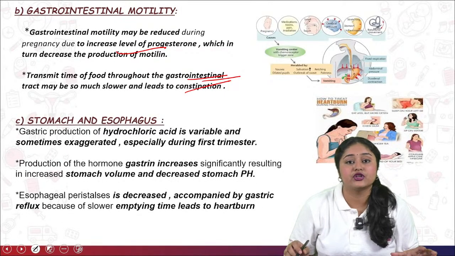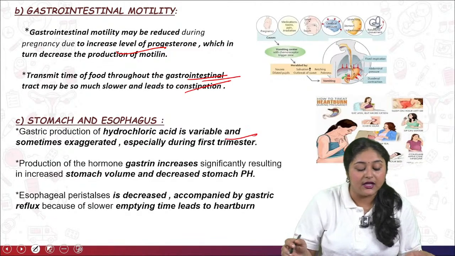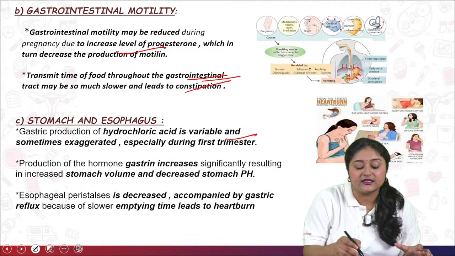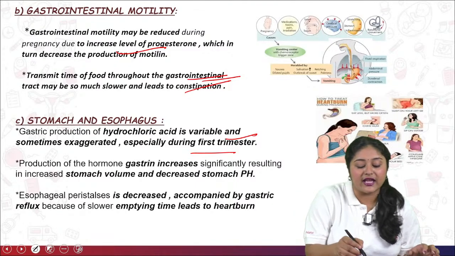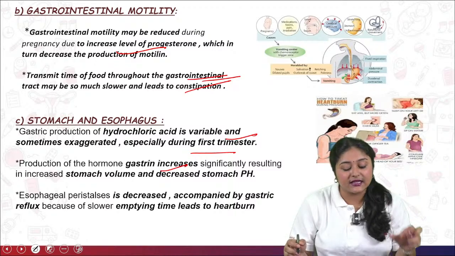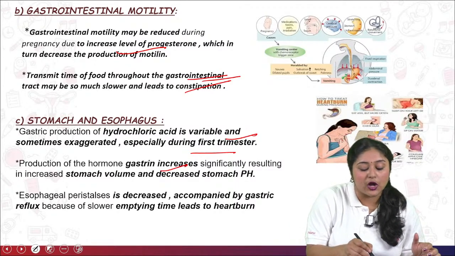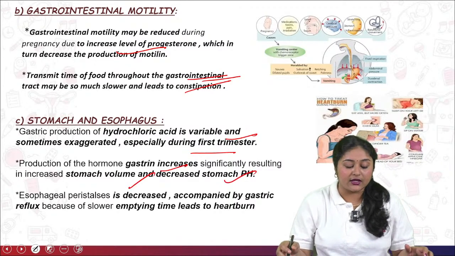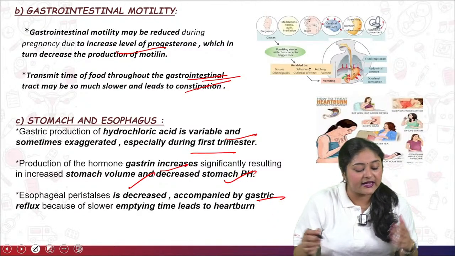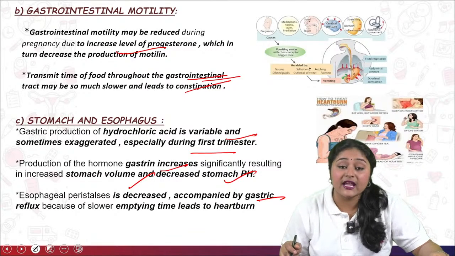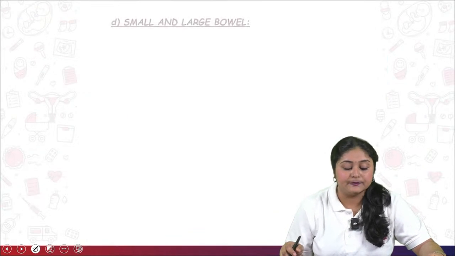Gastric production of hydrochloric acid is variable, and sometimes it becomes exaggerated, especially during the first trimester. The production of hormones, especially gastrin, increases significantly, resulting in increased stomach volume and decreased stomach pH. Esophageal peristalsis decreases and is accompanied by gastric reflux because of the slower emptying time, which leads to heartburn.